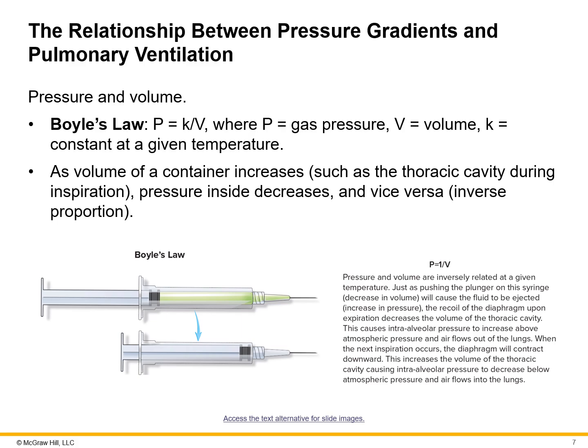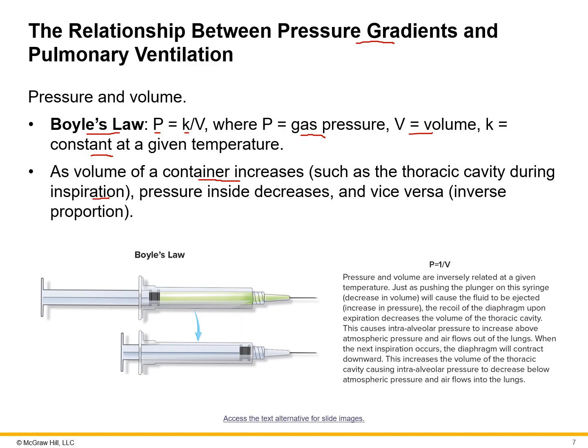Now, the different pressure gradients are going to occur here. We have what's called Boyle's law, and here we have P equals K over V. P stands for our gas pressure, V is for volume, and K is a constant at a specific temperature, so thinking about normal body temperature. What's going to happen here is the volume of the container increases. So this would be during inspiration.